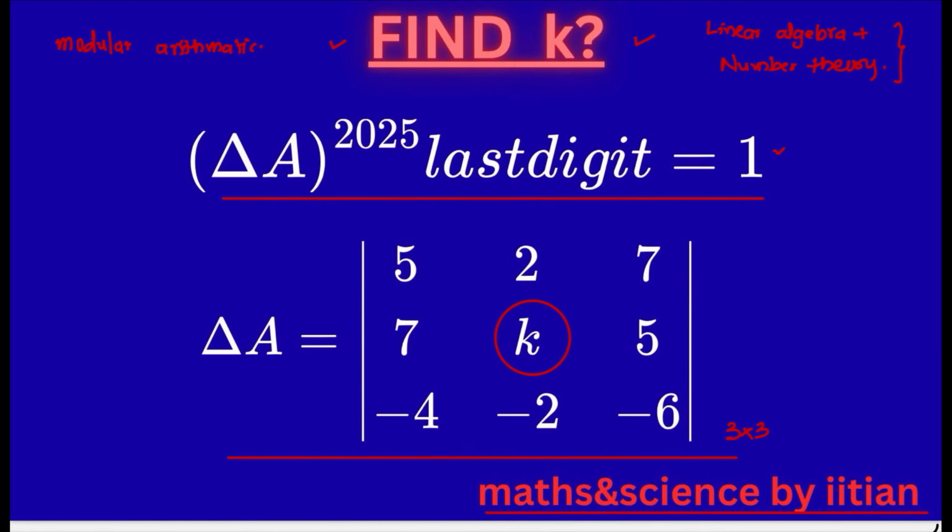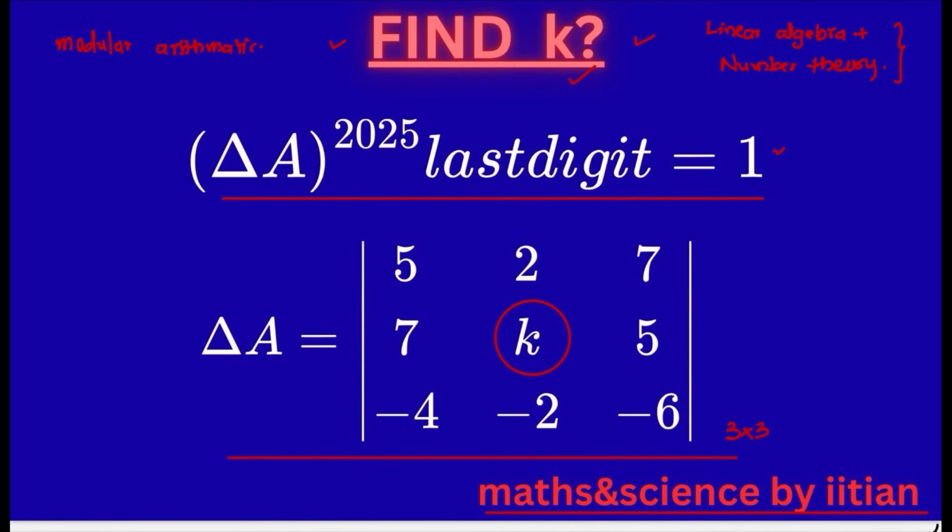The main problem is a matrix, the rows I am reading: 5, 2, 7; 7, k, 5; minus 4, minus 2 and minus 6. It's a 3 by 3 matrix and the determinant if it is found is called delta A. Then delta A to the power of 2025 is found out in terms of k, and if its last digit is 1, then what is the value of k?